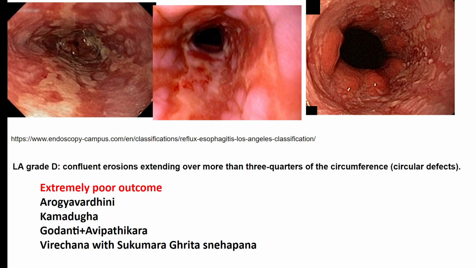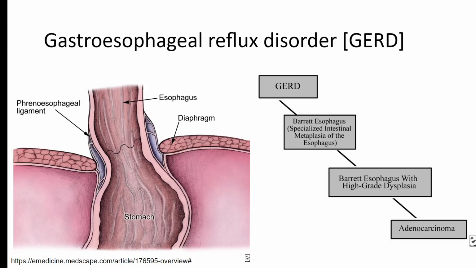So, in these patients, I may try that Virachana, and it may provide some satisfactory result, but the total net outcome would be poor in such conditions. So, important in patients of esophagitis, instead of considering all the patients as uniform conditions, if you can grade them and plan the treatment, the outcome would be better.